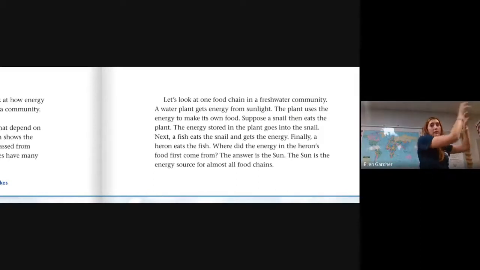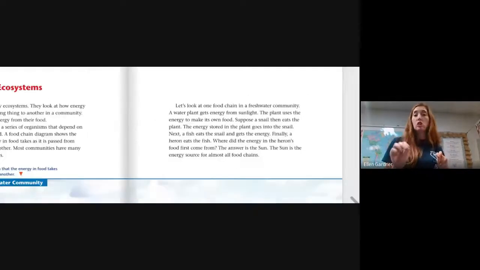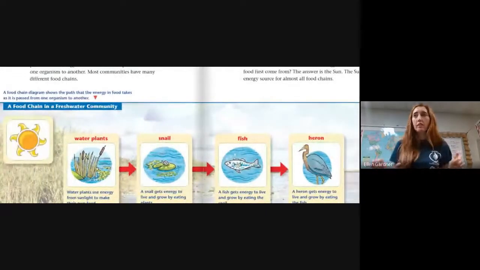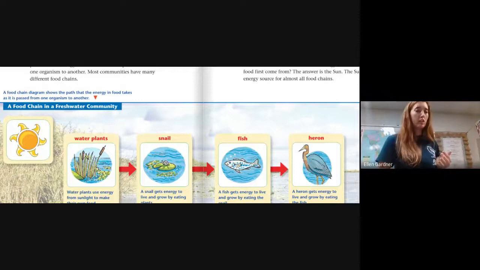The energy is moved from the sun to the plant, then the plant to an animal, and then that animal to another animal that eats it. The sun is the energy source for almost all food chains. Now, we have some food chains that are longer or shorter than others. Also, we have some animals that eat multiple organisms, so they might be part of different food chains. But here's an example of the one that we were just hearing about.